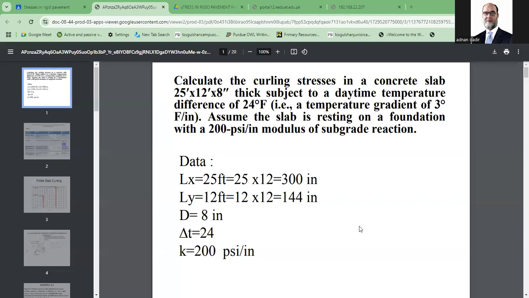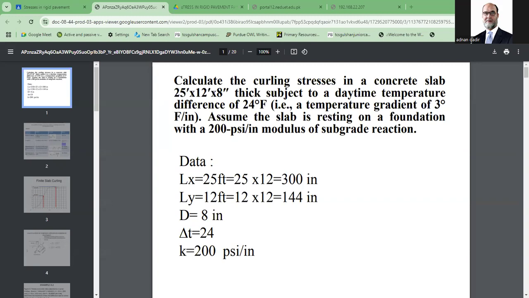We try to solve some problems on various rigid pavement stresses. And these problems have been taken from the book.